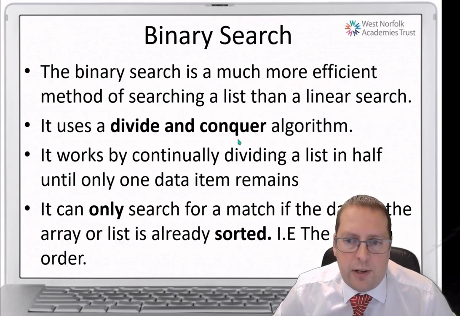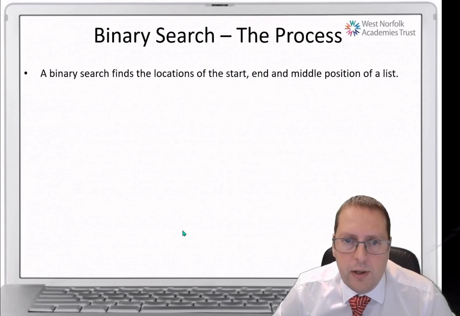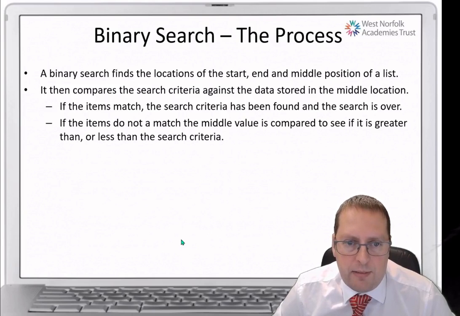Now, it uses a divide and conquer algorithm, so it splits the data, dividing it in half to find the information it's looking for. If you had 1,000 items, it would look at number 500, and if what you want is bigger than 500, it would get rid of everything that's smaller than 500, so it's half the list straight away. And it can only search, as I've already said, if the array is already sorted, so if it's in an order. So the way this works, I'll bring up a little bit of information.